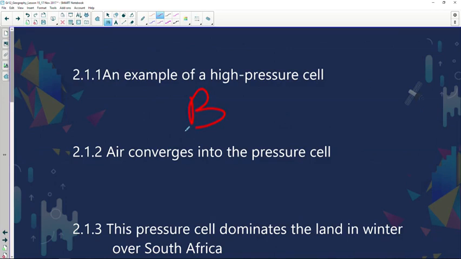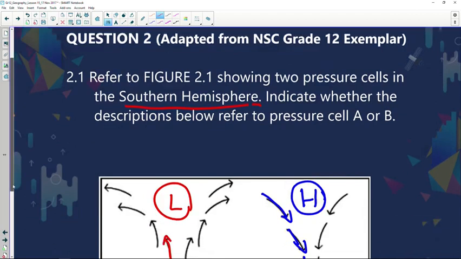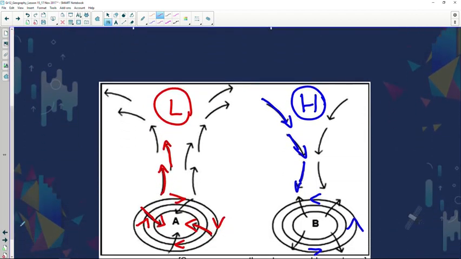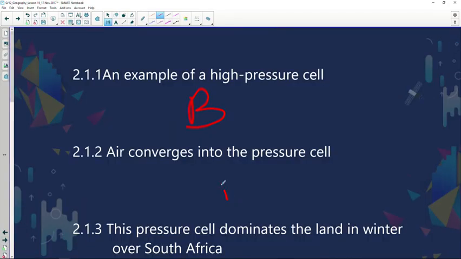2.1.2, the air converges in the pressure cell. If you look at the diagram, convergence is taking place. What does convergence mean? Coming together. So the correct answer will be A.